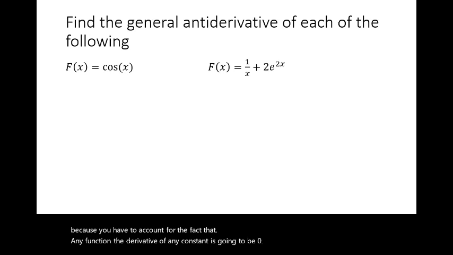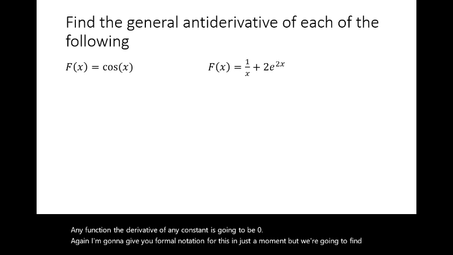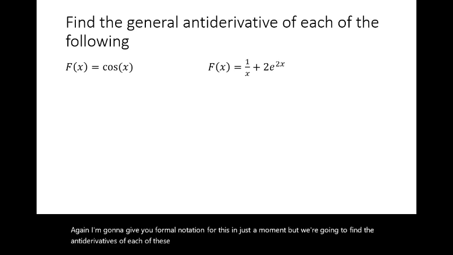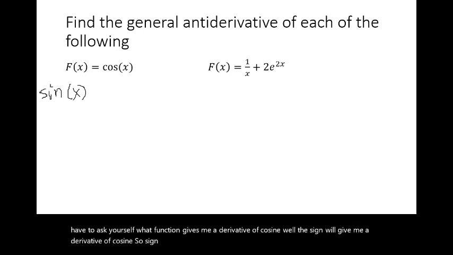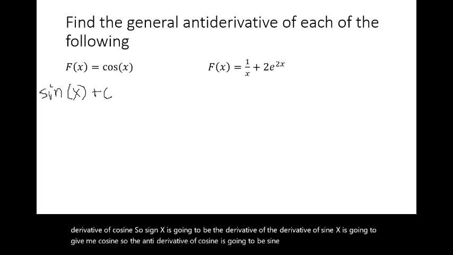Again, I'm going to give you formal notation for this in just a moment, but we're going to find the antiderivatives of each of these functions. Starting with the antiderivative of cosine, you have to ask yourself, what function gives me a derivative of cosine? Well, sine gives me a derivative of cosine. So the derivative of sine x is going to give me cosine. So the antiderivative of cosine is going to be sine x plus any arbitrary constant c.